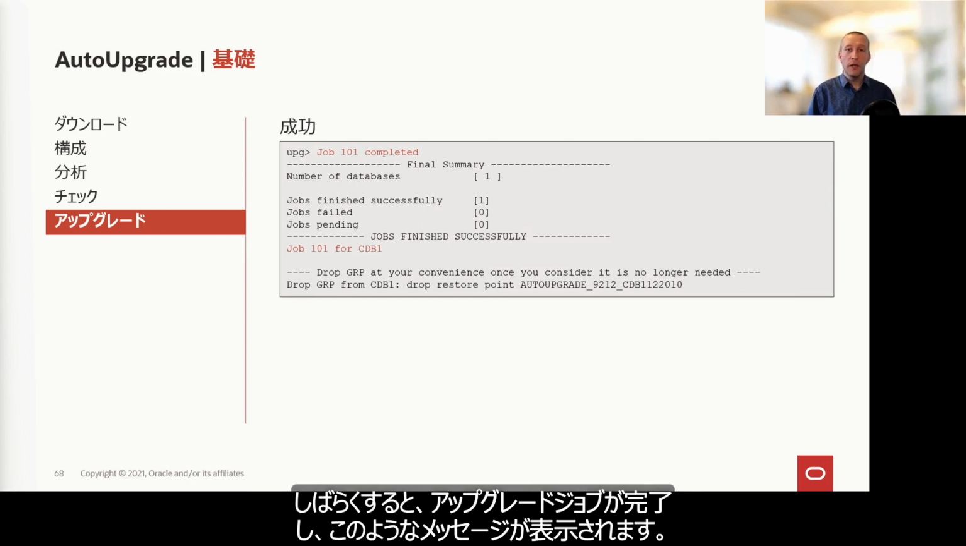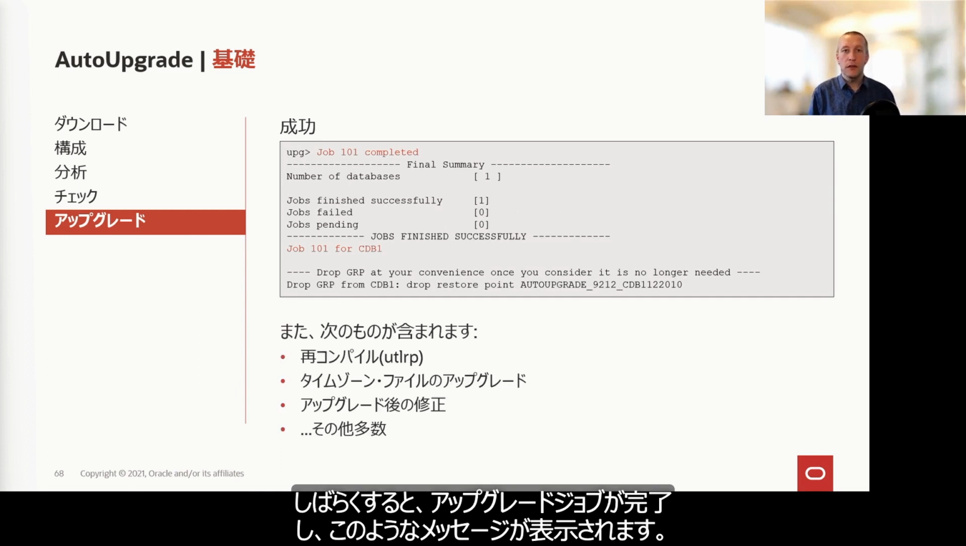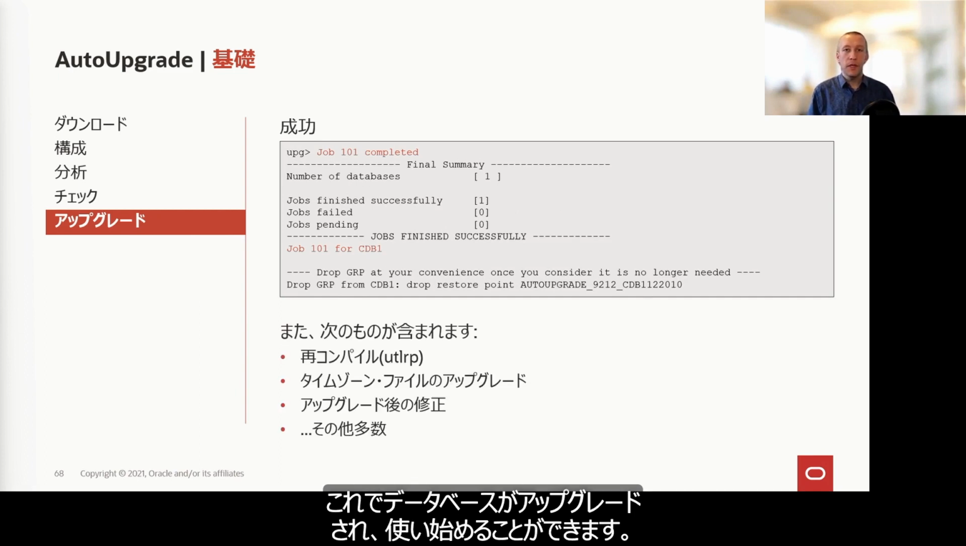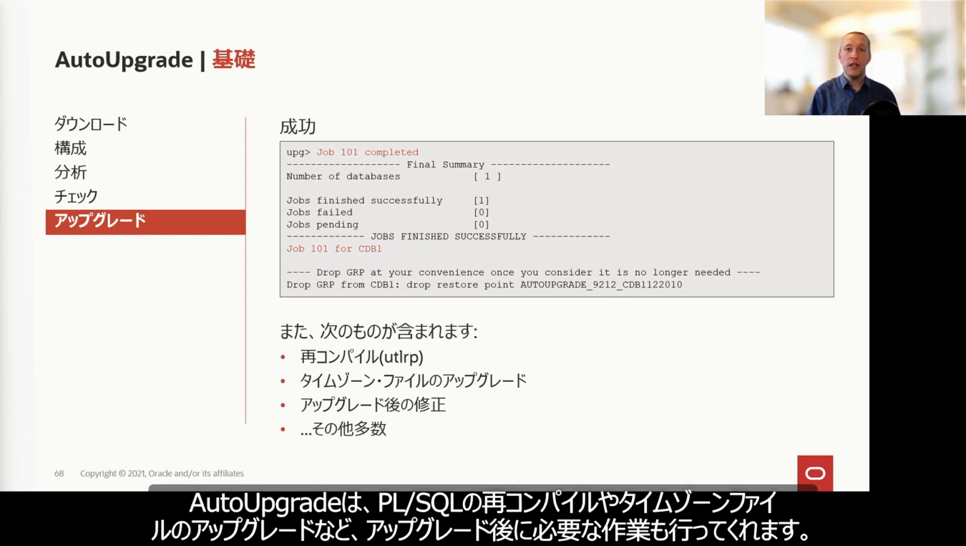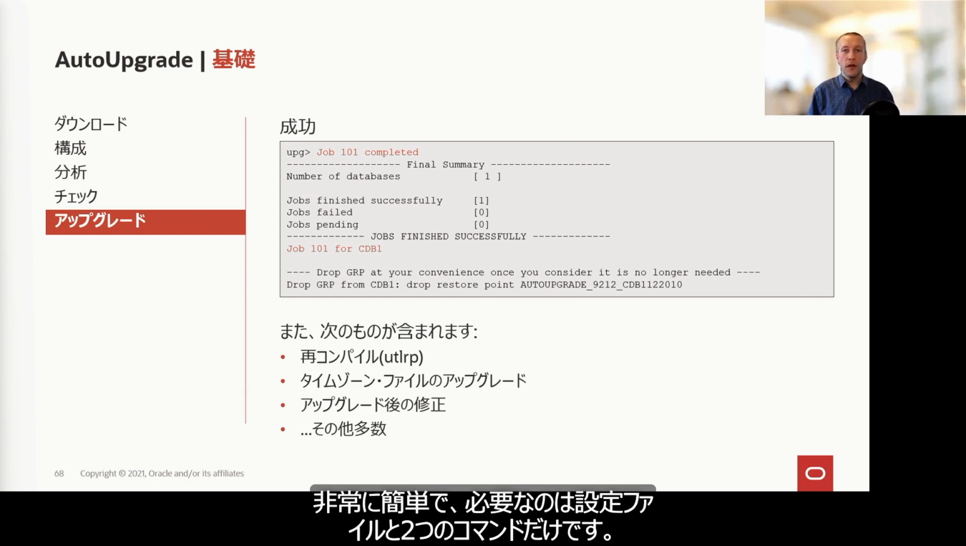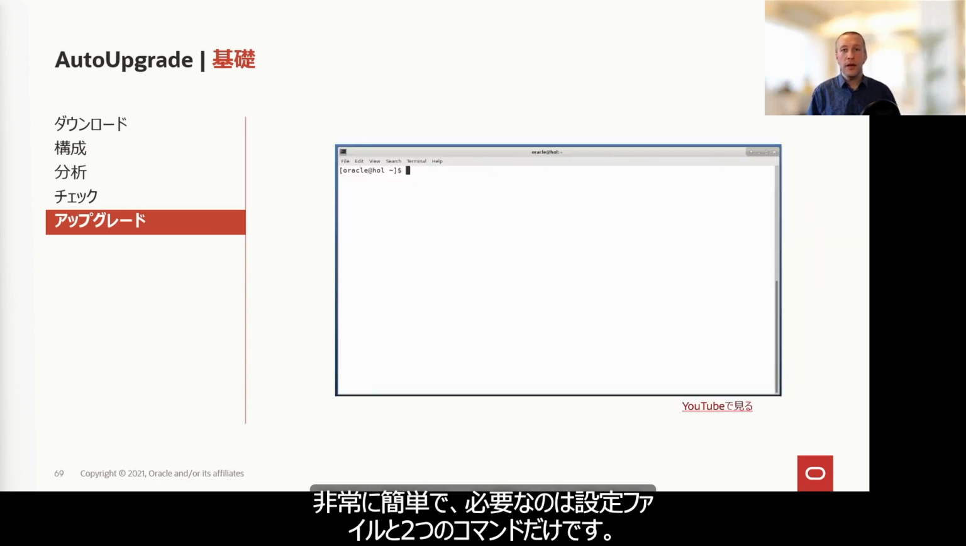After a while, the upgrade job completes, and you'll see a message like this. Then your database is upgraded, and you can start to use it. AutoUpgrade has also taken care of the required post-upgrade tasks like PL/SQL recompilation, time zone file upgrade, and so forth. So super easy, and all it took was a configuration file and two commands.